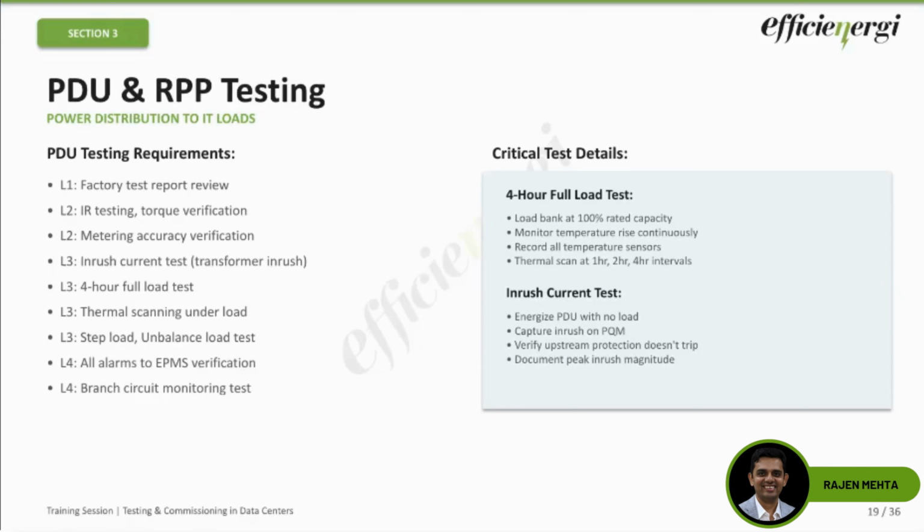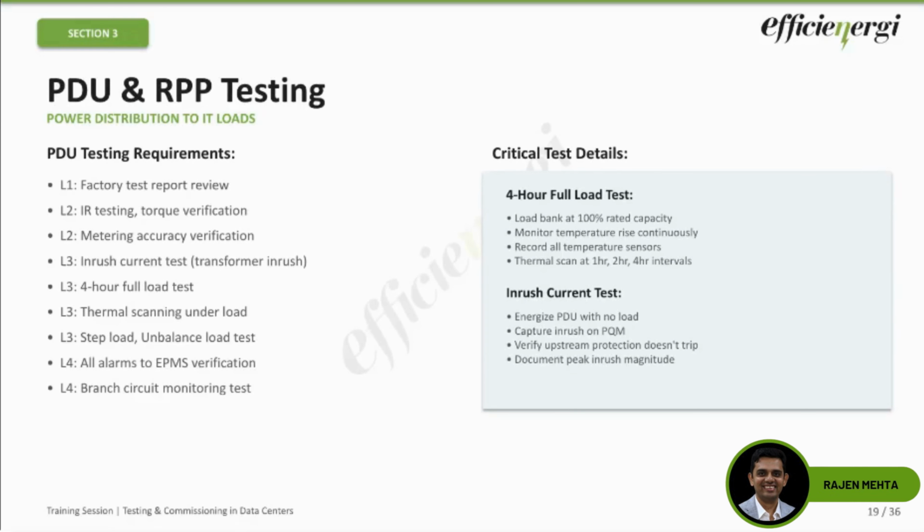Alarm verification, very important, right? All your alarms have to appear in your EPMS. Very important: over temperature, over current, door open, etc. All of these alarms need to be tested and they need to appear inside your EPMS screens.